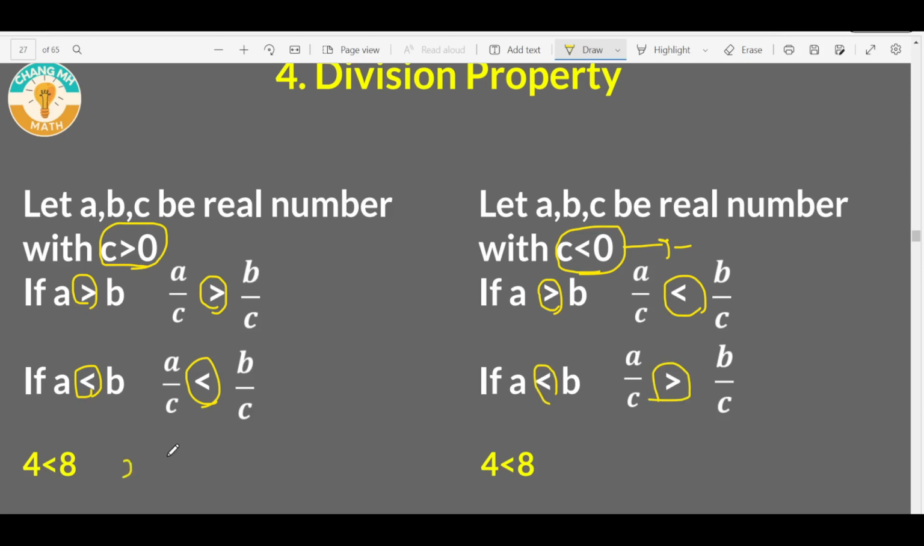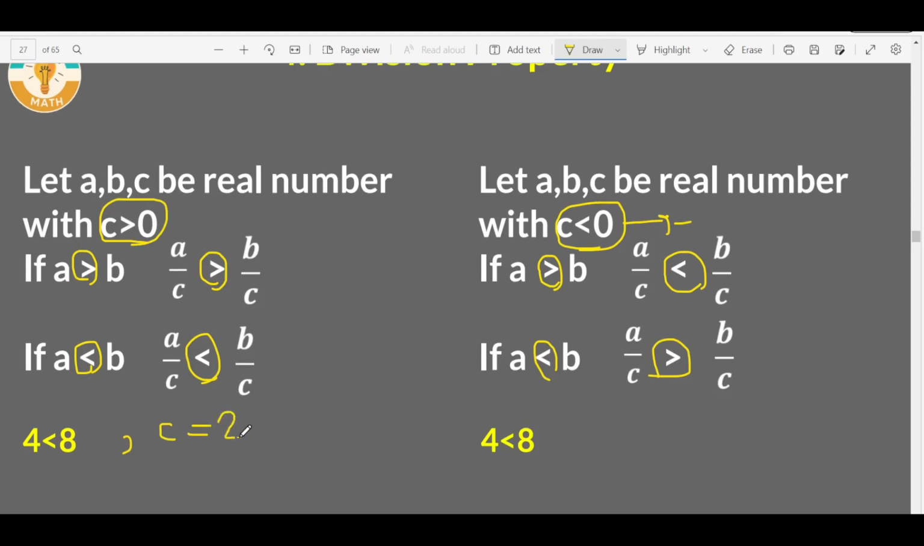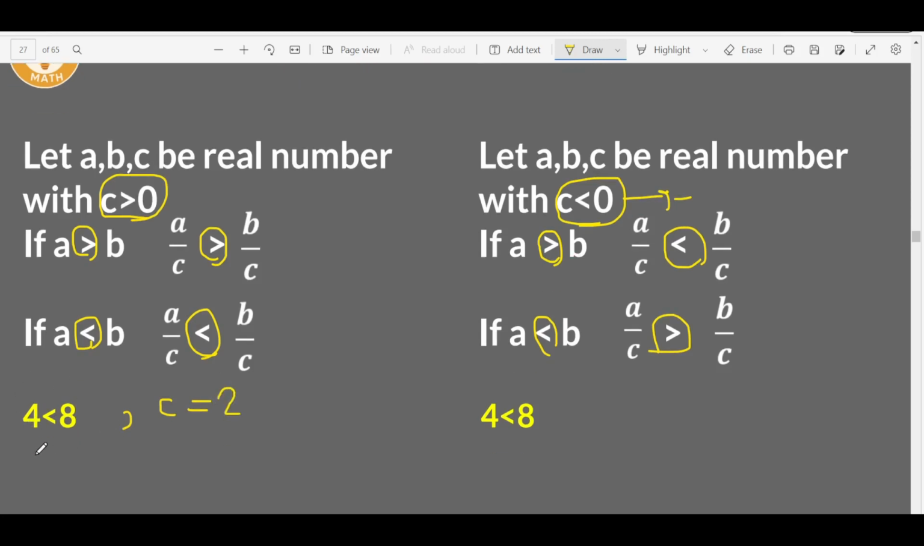Alright, so let's say c is greater than 0, I will put 2 here also. When you divide 4 with 2, you will get 2. When you divide 8 with 2, what will you get? You will get 4, right? Which one is still greater? 4 is still greater. So you don't need to change the sign. It just still remains the same.